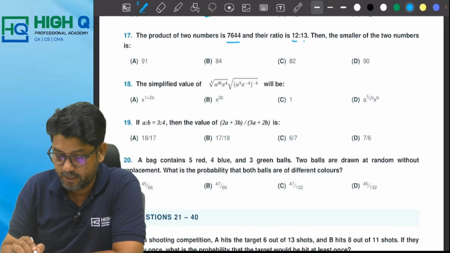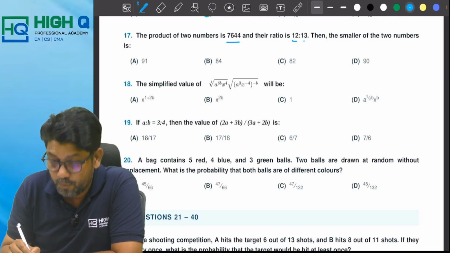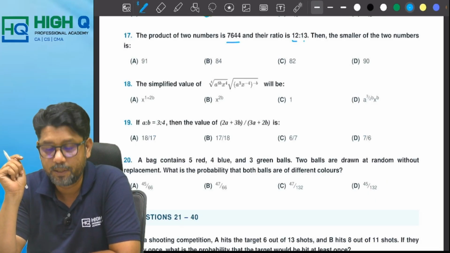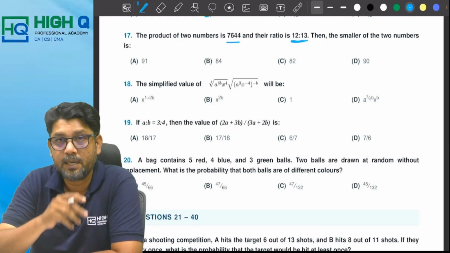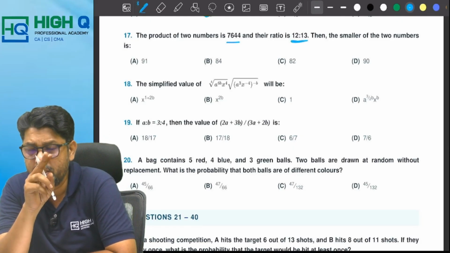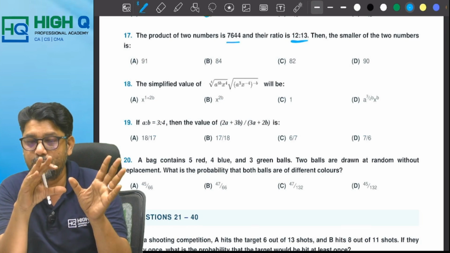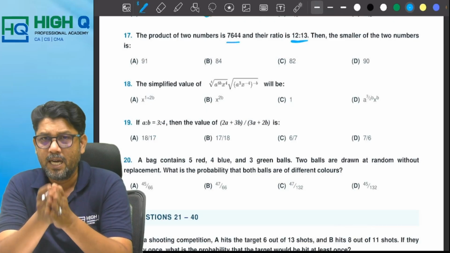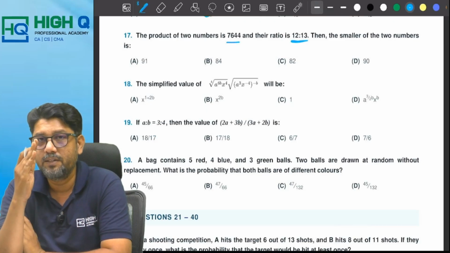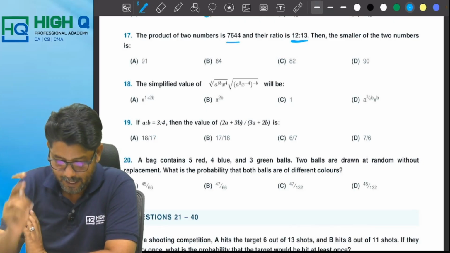Next question. The product of the two numbers is 7644 and the ratio is 12 is to 13. Then the smaller of the two numbers is, they ask you to find the smaller. Now, I'm just going to use the direct method only. Here it is 12 is to 13. Am I right? That means from this ratio, the first number is the smaller number, and the ratio 12 is to 13 is given. Therefore, that smaller number is definitely divisible by 12.